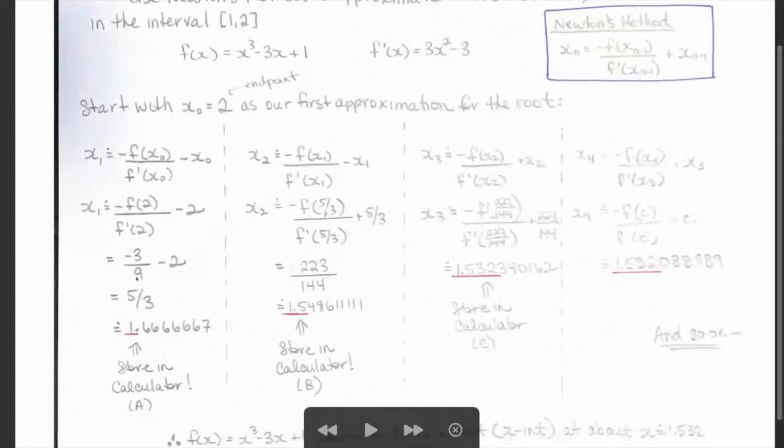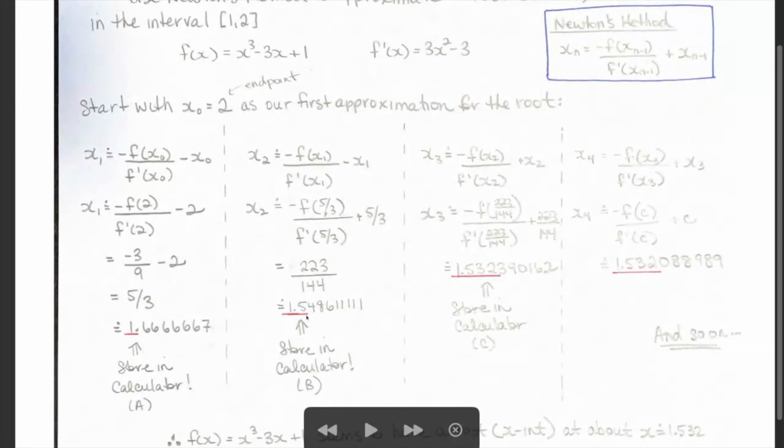Now I know I'm going to use this again because this is just my first estimate, and I want to get a little bit closer to the true value. So I know I'm going to repeat this process again. I'm going to save this into my calculator by storing it into the variable a. Then I'm going to take this stored value and repeat this process to find a third x value, we'll call that x2. I'm going to take negative f at 5 over 3, divide that by the derivative of f at 5 over 3, add that to 5 over 3, and I end up getting approximately 1.54861 repeated.